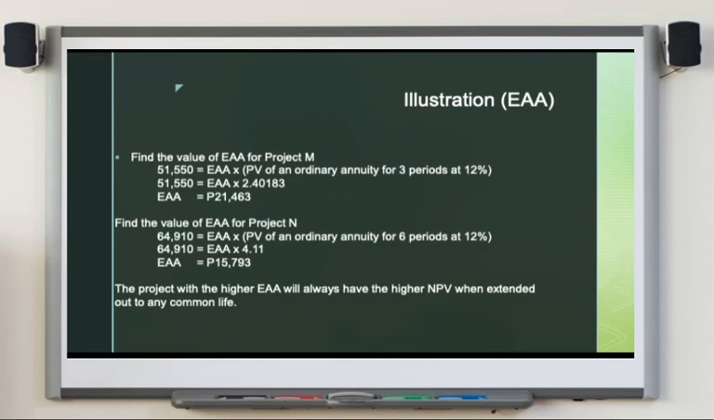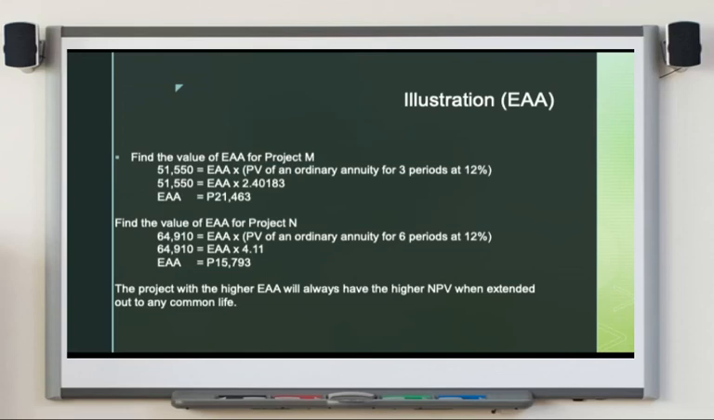For EAA, or the equivalent annual annuity, instead of assuming the reinvested project, we will simply compute for the equivalent annual annuity using an algebraic approach, and that is finding the value of EAA.